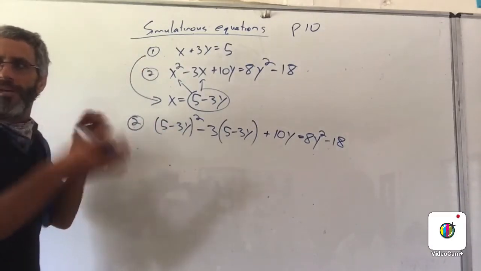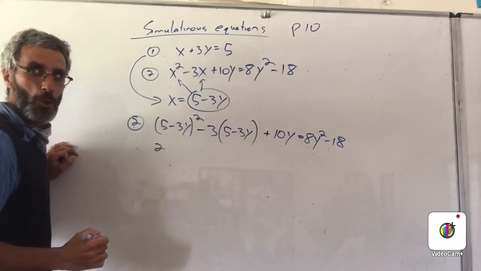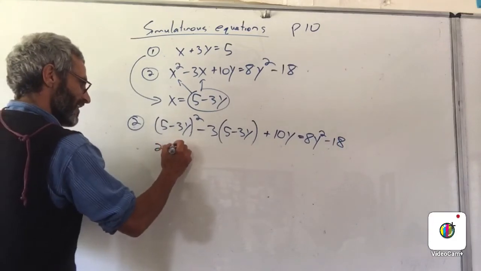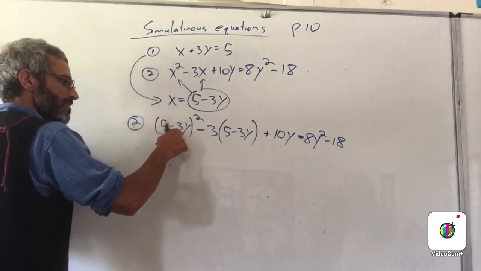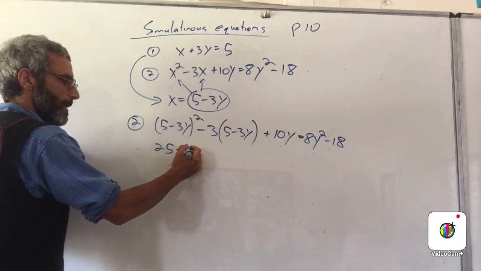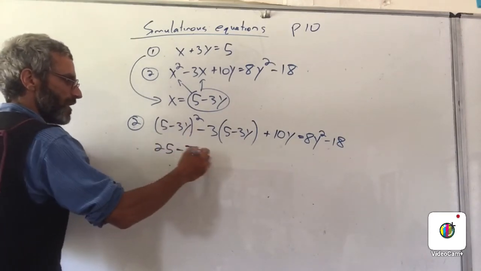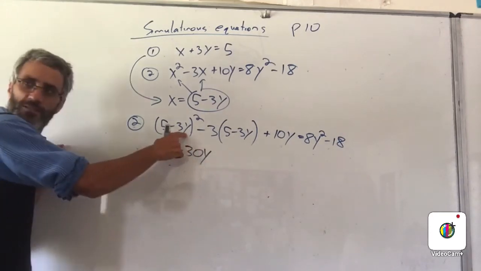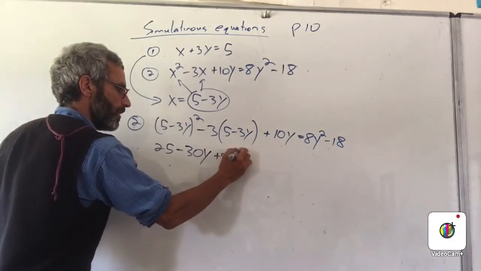Open everything. You guys are good with that formula now, I hope: (a minus b) squared. So it's 25, 5 squared, minus 2ab. It'll be minus what? 30. Well done, because 5 times 3 is 15, times 2 is 30, so minus 30y. Plus 9y squared, well done.